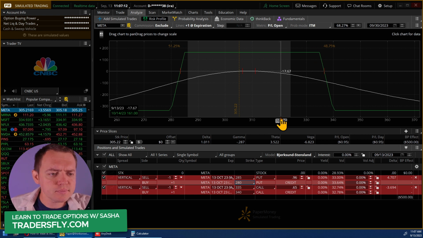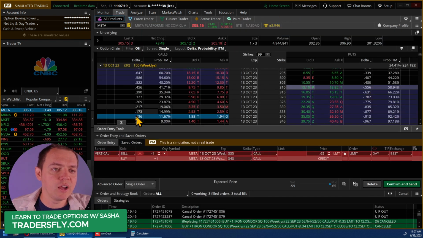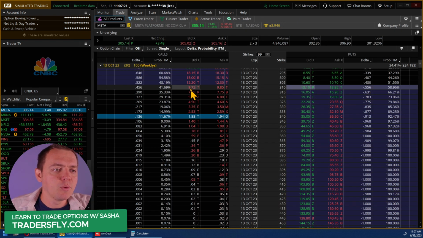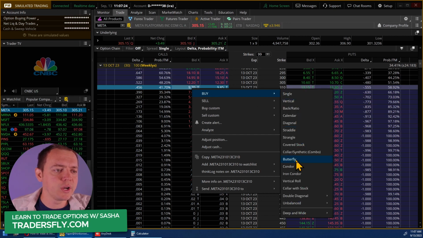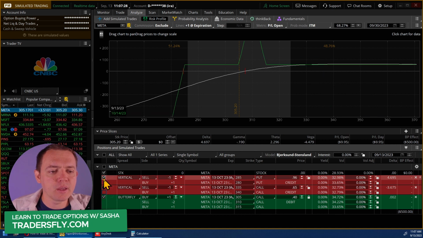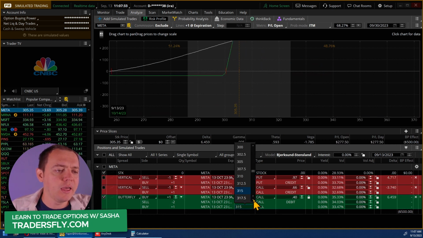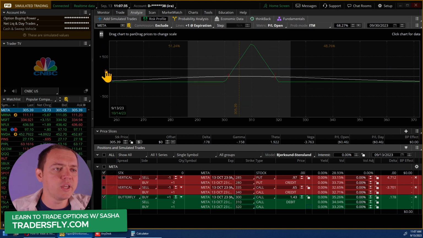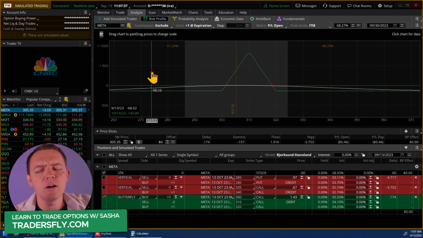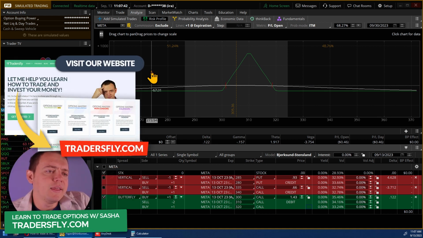The basics. So what is an iron fly? Well, first off, you have to understand what a fly, or a butterfly, is. What we can do is the same concept. We can right click, go to butterfly. It's selling two at the money, or at a certain strike point, and then I have protection on both ends. If you don't really know what a butterfly ultimately is, it's kind of like an iron condor in a way. And this is why the iron fly comes up and so on.